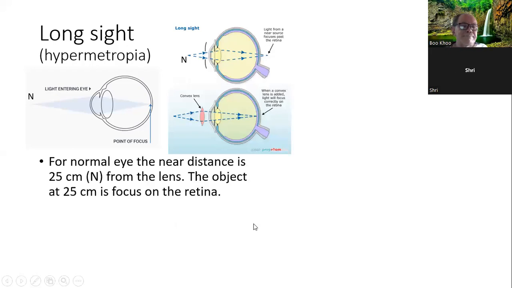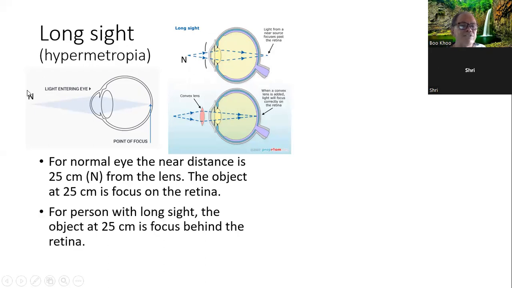Long sight. For the normal eye, the near point is 25 cm from the lens. That one you must know. Usually they will tell you. The object at the near point is focused on the retina. Right? If that's the near point there, normal eye, no eye problem, the image will be formed on the retina.